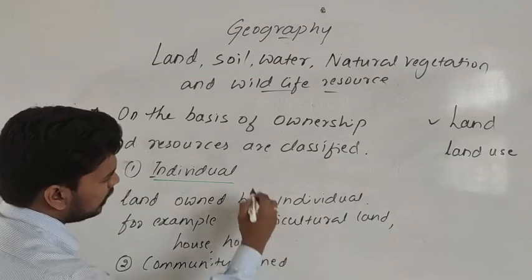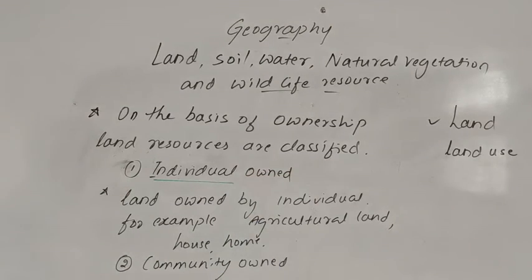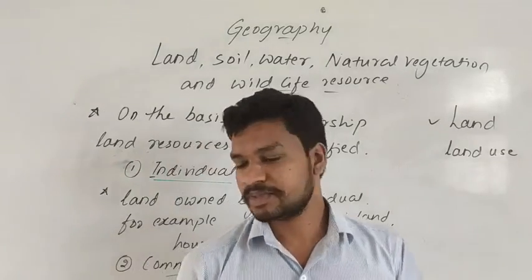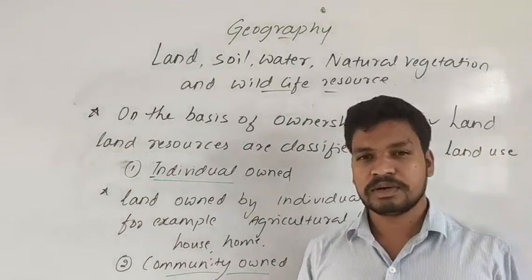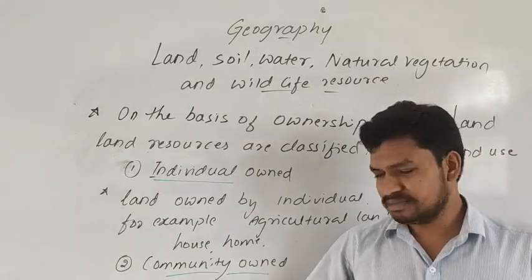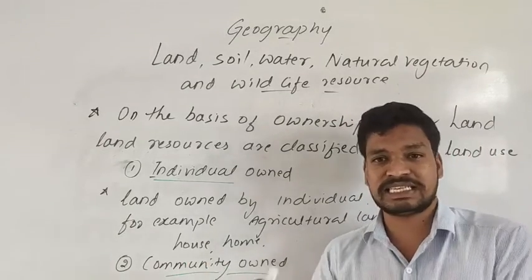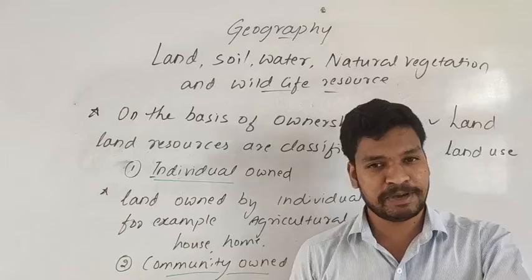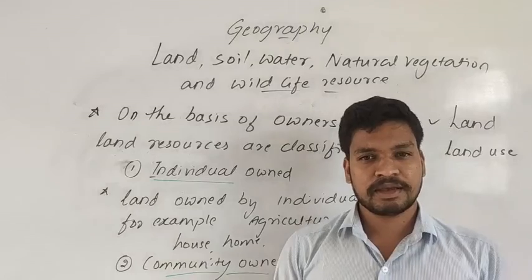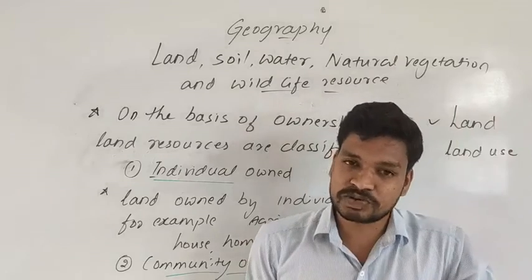Community owned and individual owned resources, land resources. So in community owned resources, the land resources belong to a group of people, and the group of people can use this land. The land resources are accessible for the group of people, the community people. It means a larger number of people, it may be 100, 200 or 300 people who are staying in one area, in one community. They can make use of that land resource.